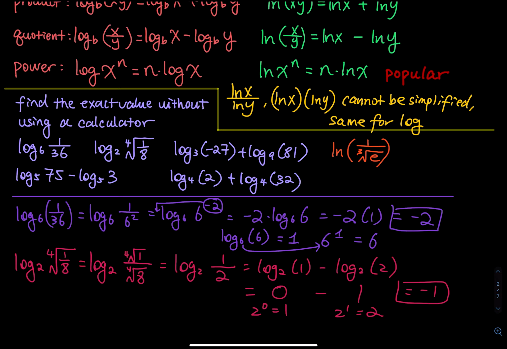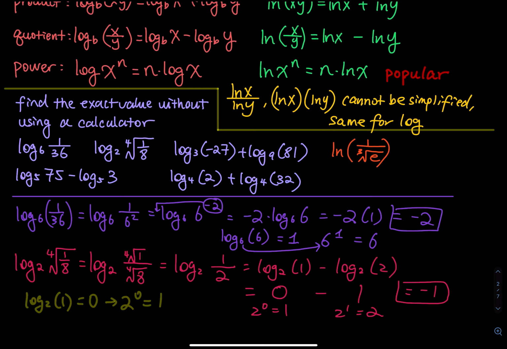Okay, moving on. Log base 2 of 1 is equal to 0 because 2 to the 0 power is equal to 1. Logarithmic form, exponential form. So that is the second problem.